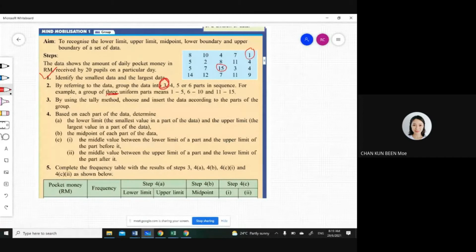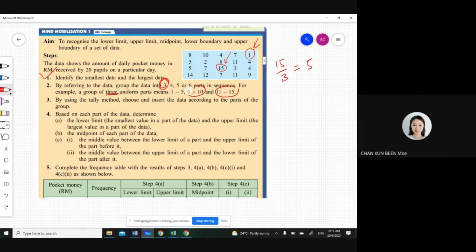So you will have 3 classes, because you have 20 pupils, and the maximum value is up to 15. So you divide by 3, meaning that one class will have a range of 5. So 1 to 5, 6 to 10, and then 11 to 15.